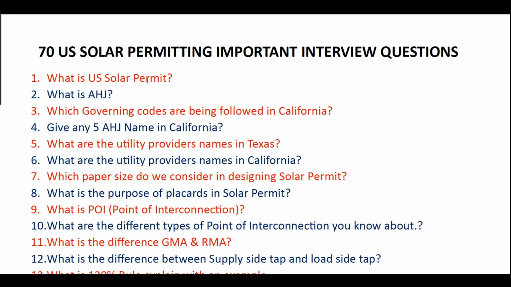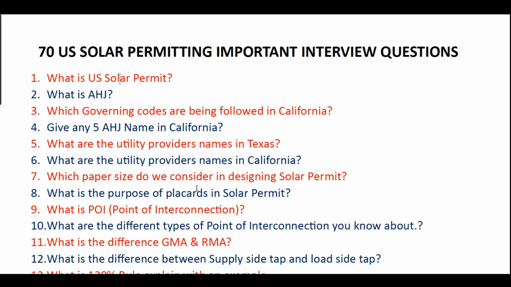So here you can see: What is a US solar permit? What is AHJ? And which governing codes are followed in California? Give any five AHJ names in California. What are the utility provider names in Texas? What are the utility provider names in California?